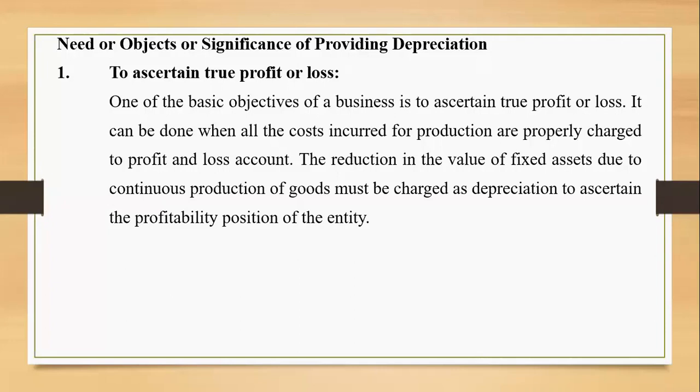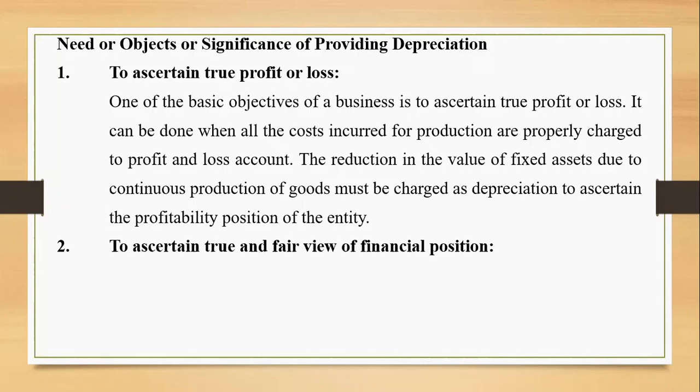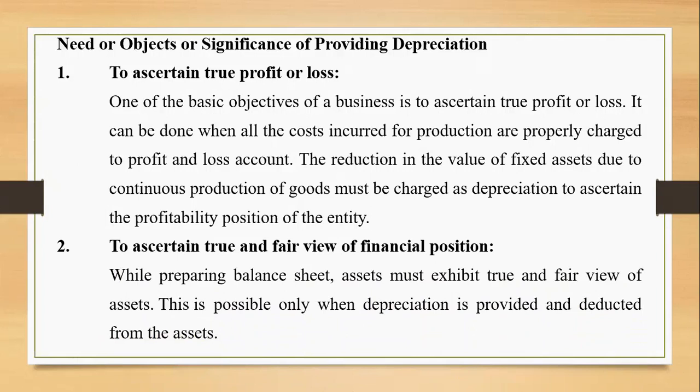So let us go through the next part, that is to ascertain the true and fair view of financial position. Financial position we come to know with the help of the balance sheet, when we write the assets and liabilities. But when you write the assets in the balance sheet, you need to make sure that you have charged the depreciation on it. If you don't deduct depreciation from the assets, assets are not shown at their actual value, and in that case, the actual financial position cannot be known. So, to ensure the true and fair view of the financial position, we need to ensure that the depreciation provided is deducted from the concerned asset every year.